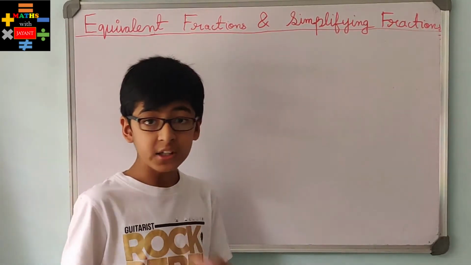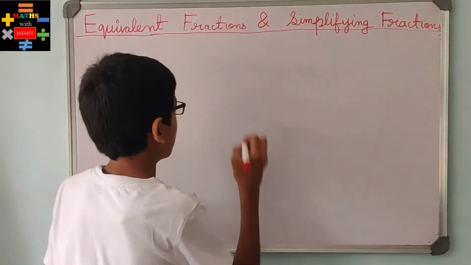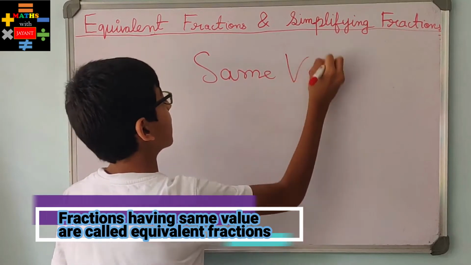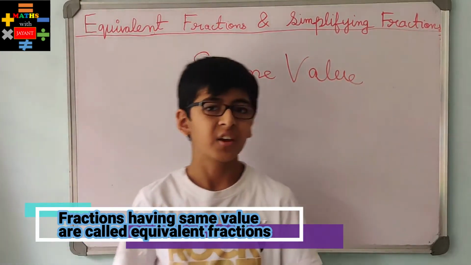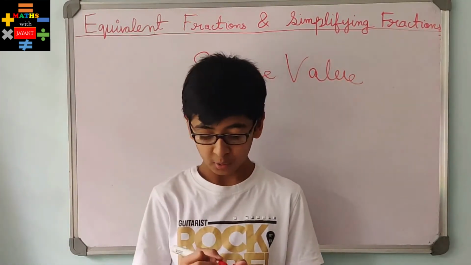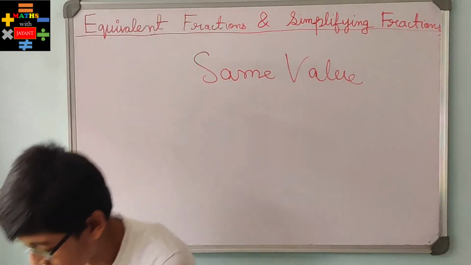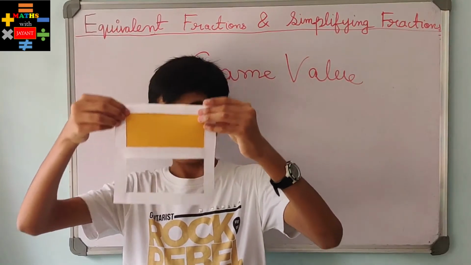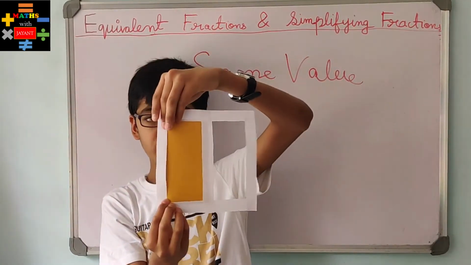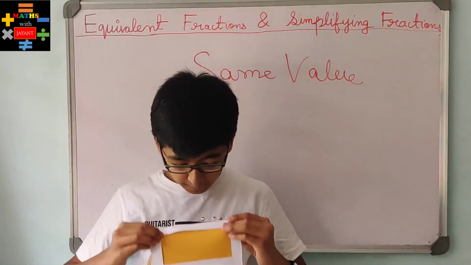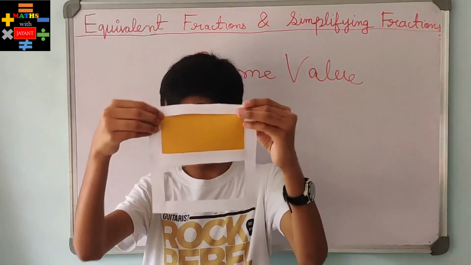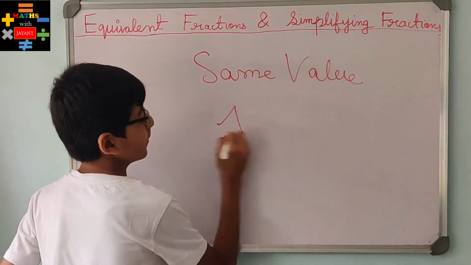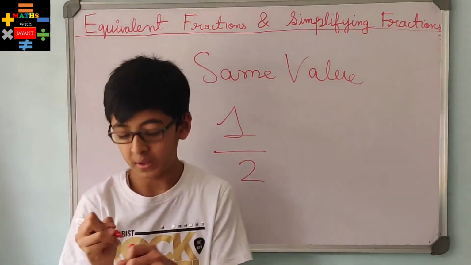Equivalent sounds like equal. So like equal fractions or fractions that have the same value are called equivalent fractions. But what do I mean by same value over here? Let us understand. So how much part is colored in this? One part out of two is colored. So right now we have 1 by 2 or 1/2.